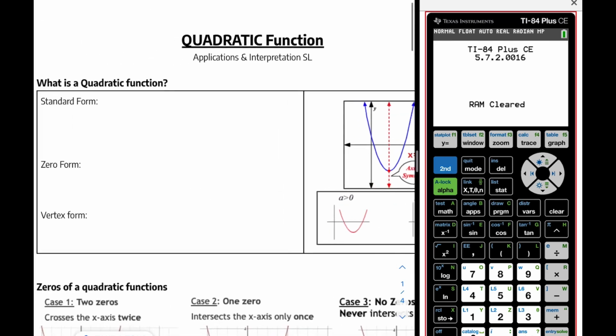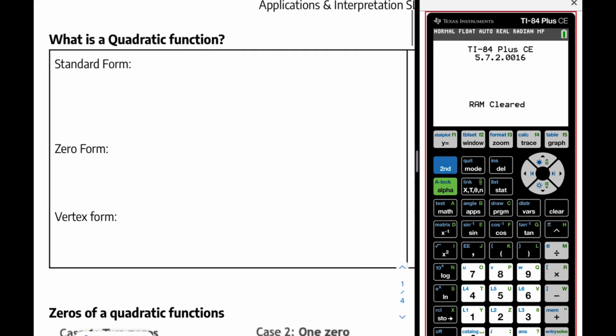Now, the quadratic equation is represented in three forms. The most common is the standard form or the general form. And this is when we have our function written as ax squared plus bx plus c. In this format, we notice that the c is our y-intercept.